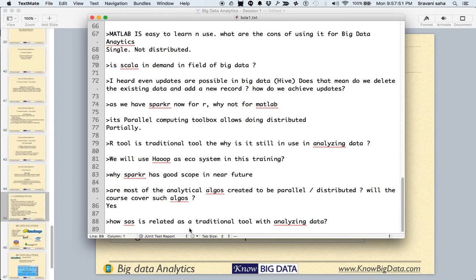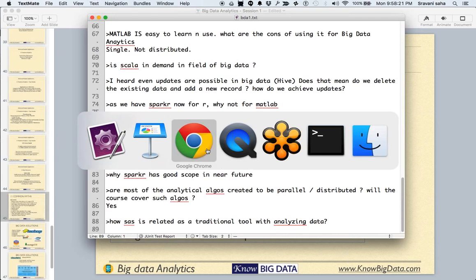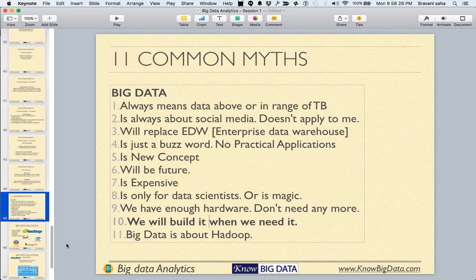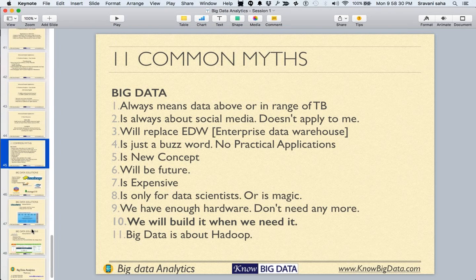All right. So Karthik is asking how SAS is related as a traditional tool for analyzing data. SAS is great in that people are able to analyze the data, but SAS is right now not possible on a multitude of computers in parallel. I'm not sure if they are working on it, but SAS is proprietary. So the chances are that it won't evolve as fast as R and Spark and other competitive tools. Therefore, these kinds of proprietary tools will become very traditional very soon. Okay, so that's pretty much for today.